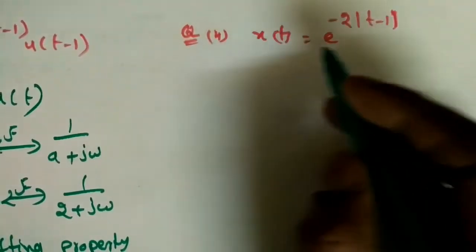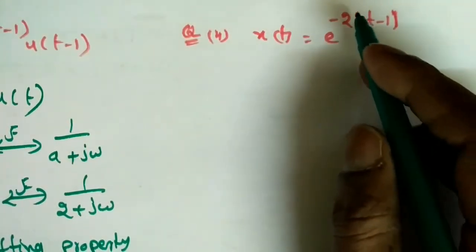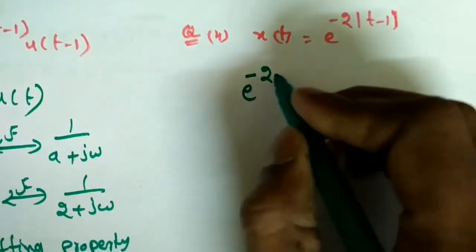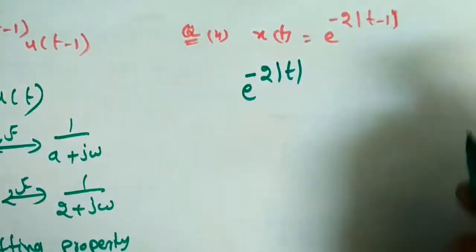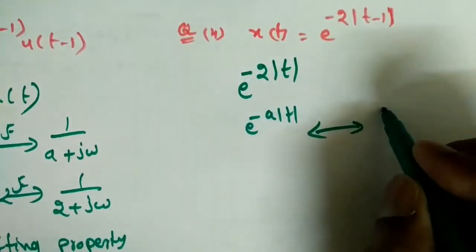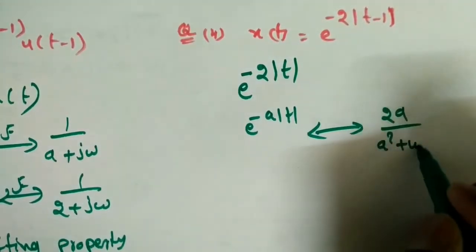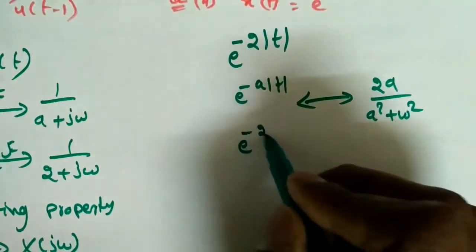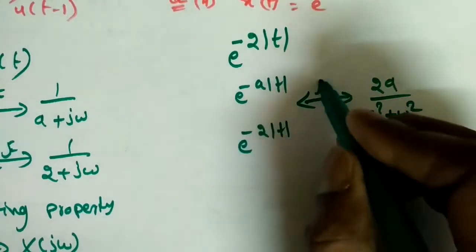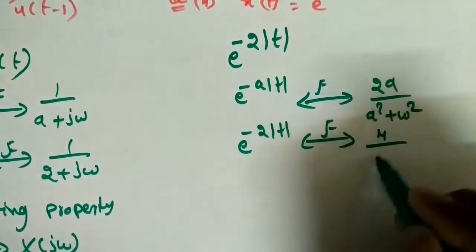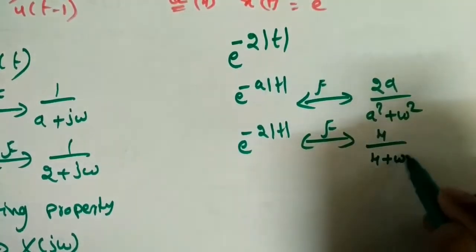Now, one more question. We will do this one. So, x of t is equal to e power minus 2 into mod of t minus 1. From this, first we need to do e power minus 2 mod t. Now, we know e power minus a mod t, what is the Fourier transform? It is 2a by a square plus omega square. Now, in place of a, we are getting 2, that is e power minus 2 mod t. What is the Fourier transform? 2 into a, so 2 into 2 means 4, by 4 plus omega square.